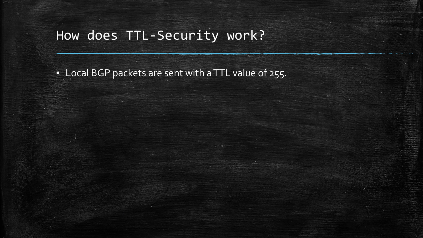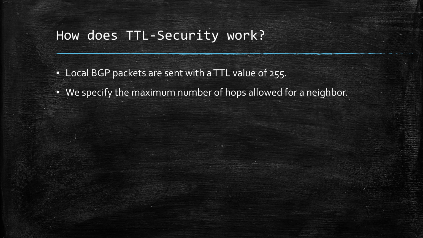When TTL-security is enabled, the local BGP packets are always sent with a value of 255, which is the maximum value possible for the time to live field. Then we need to specify the maximum number of hops allowed for a neighbor. This way we define a scope. BGP messages from speakers that are outside of this scope will be immediately discarded without being processed.